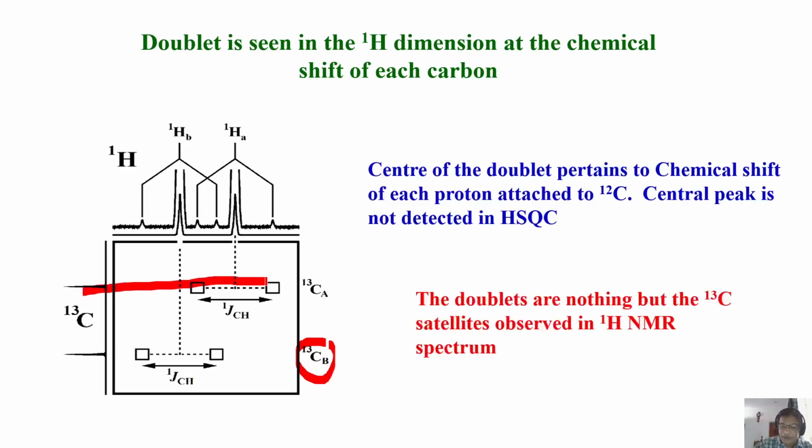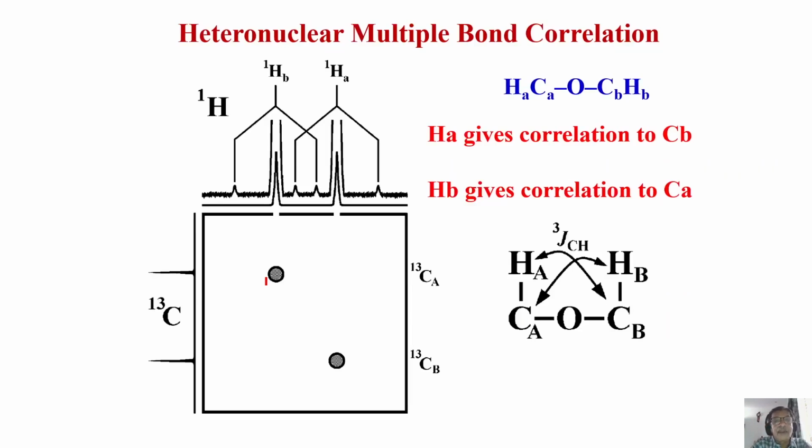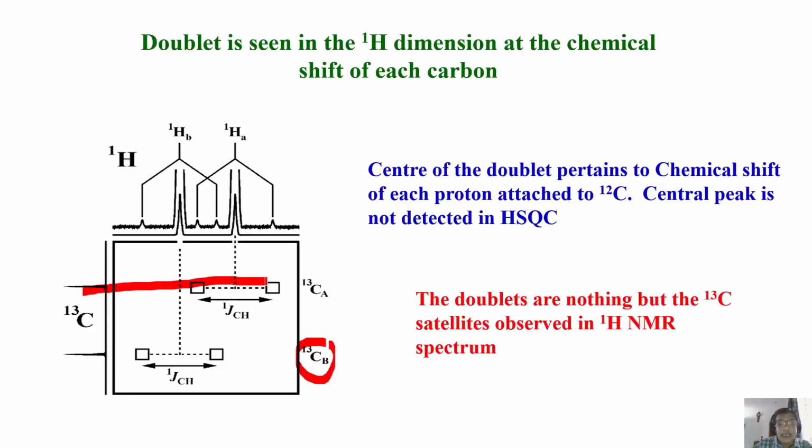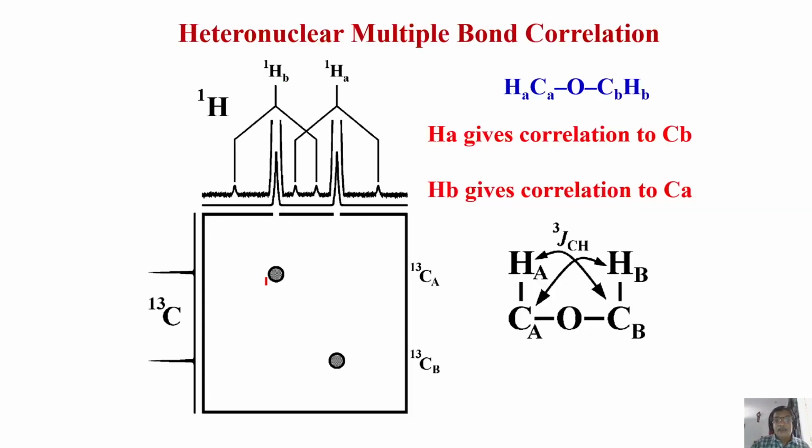And these doublets are nothing but carbon-13 satellites. Now, okay, we'll talk about HMBC now. What will happen to the HMBC? We'll see quickly, we'll do that, although time is up.